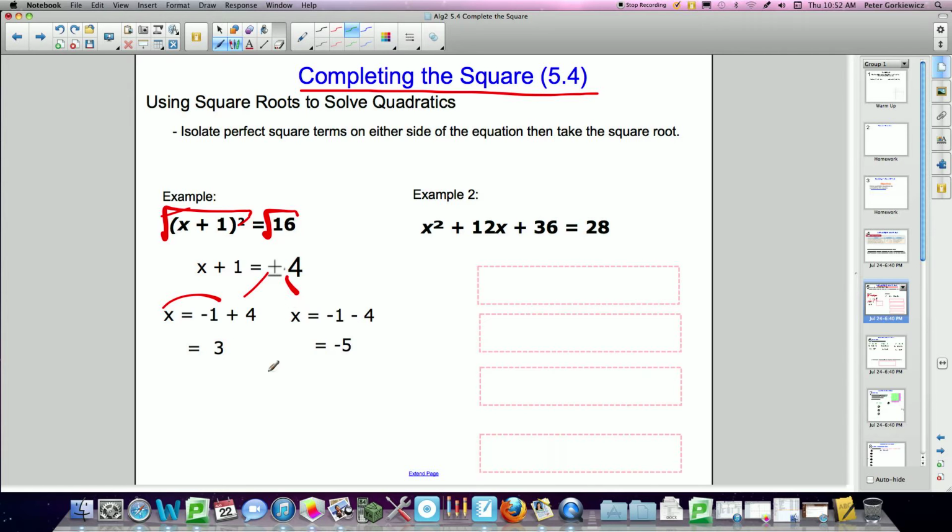And you can go back and check them and say, okay, let's see, 3, put it in here into this original equation. So it'd be 3 plus 1 squared. That's 4. So 4 squared, 16. Yeah, great, that works. Ping. And then negative 5, put it in there. So it's negative 5 plus 1. It's negative 4. Squared is, yeah, 16 again. Ping. So we checked it.